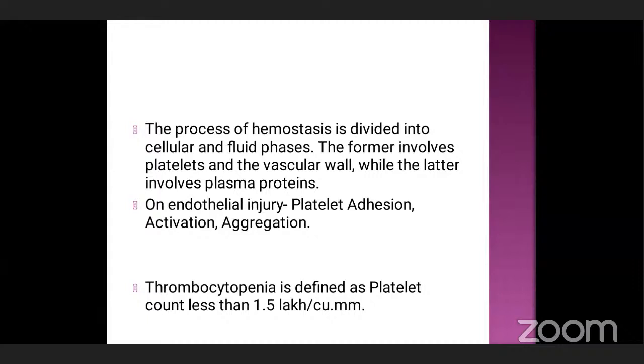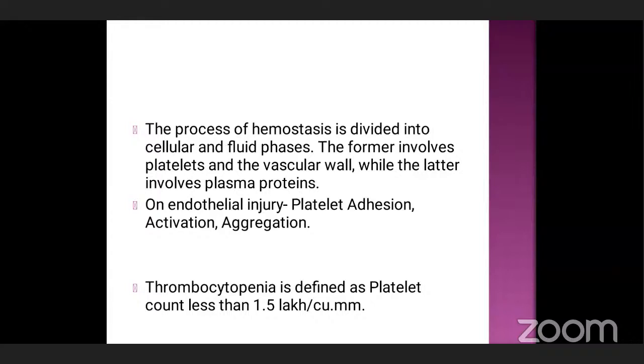So when there is a vascular injury, the endothelium will release von Willebrand factor. I'm sure that all of you have heard about von Willebrand factor. And so that is released from the vascular endothelial cells. And this von Willebrand factor, on one side, will bind to the endothelium, and on the other side, it will bind to platelets. So the platelets will come and bind to the von Willebrand factor. That process is known as adhesion of platelets. So that is platelet adhesion.